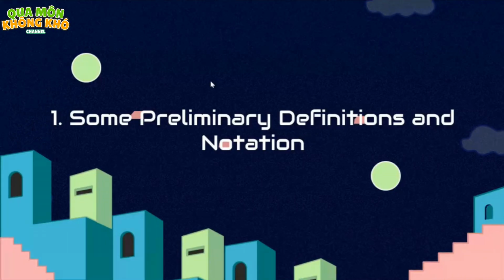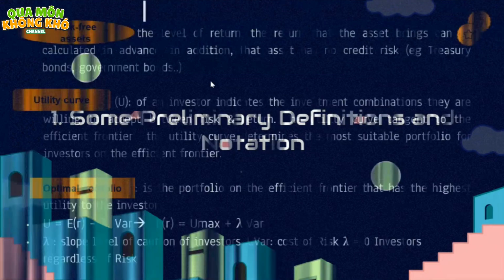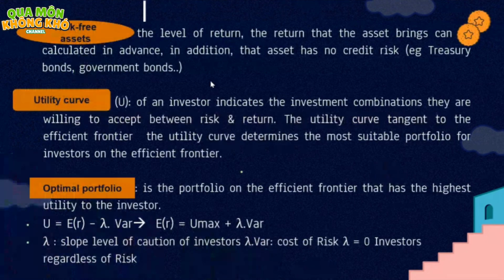First part, some preliminary definition and notation. I will recall to you some knowledge that we haven't learned before. So, risk-free assets: assets in which the level of return, the return that the assets bring, can be calculated in advance. And in addition, the assets have no credit risk. For example, treasury bonds, government bonds.